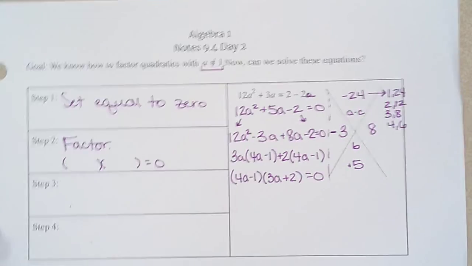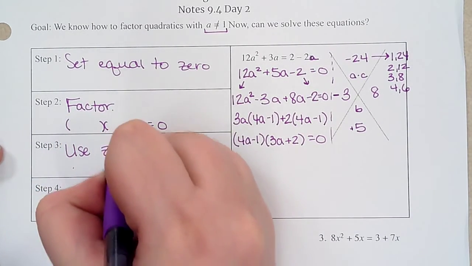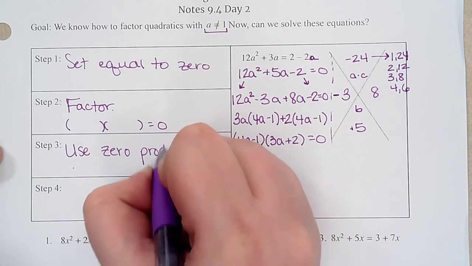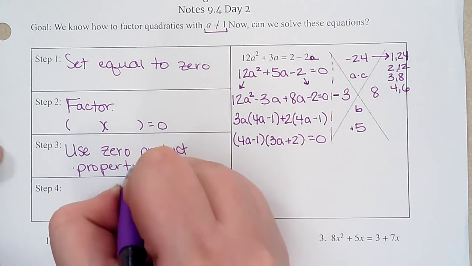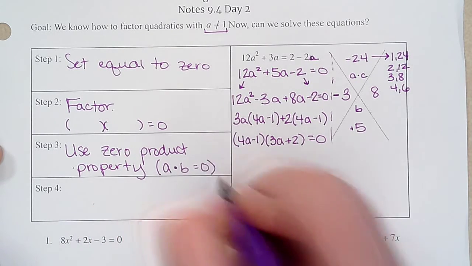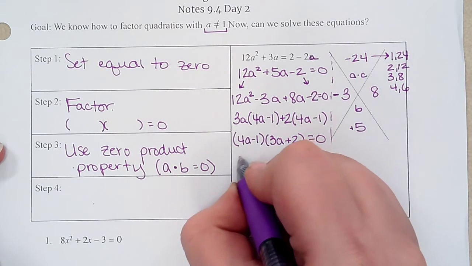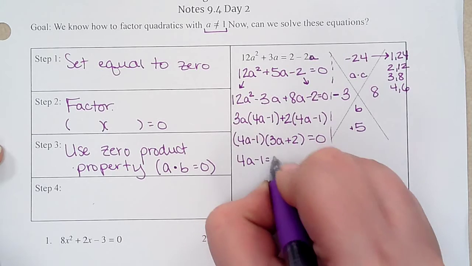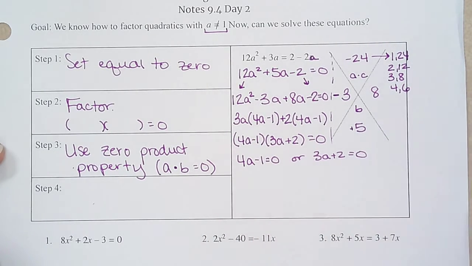Once we have it set up as a product, we can use the 0 product property. And just as a reminder, that says that a times b equals 0. So either a or b has to equal 0. So 4a minus 1 equals 0, or 3a plus 2 equals 0.